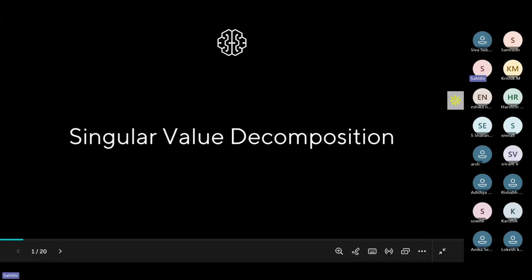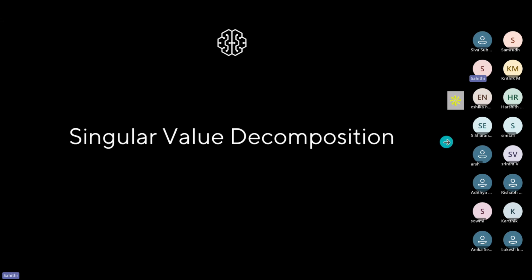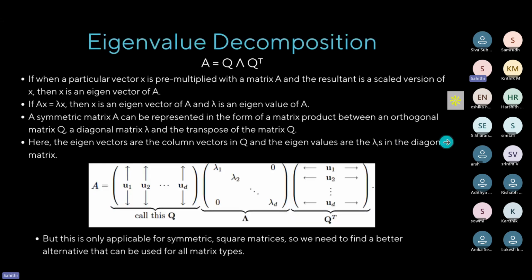Okay, so we're going to start with eigenvalue decomposition now. When you're doing eigenvalue decomposition, it has to be a square and symmetric matrix. Eigenvalue decomposition is only applicable if you are doing it for a square symmetric matrix.